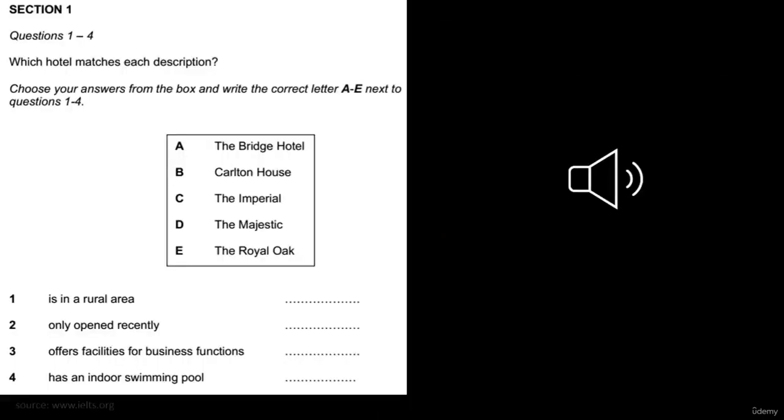Now let's look at type 2. In type 2, we have where options never repeat. We have 4 questions, 5 options. So I'm going to play the audio.